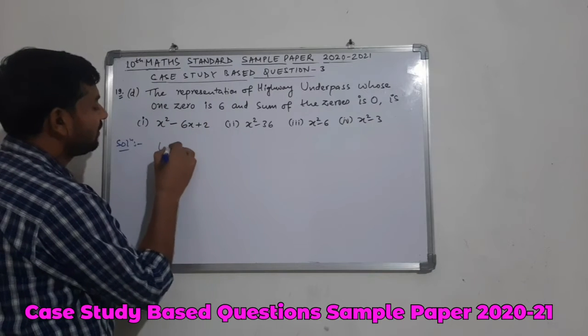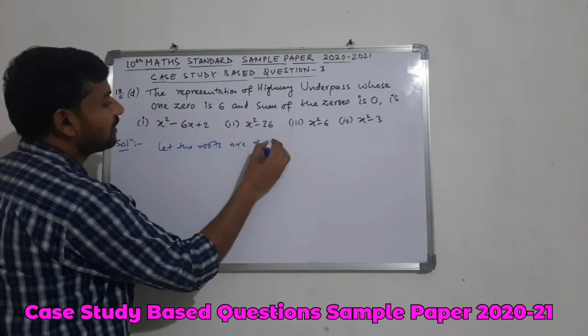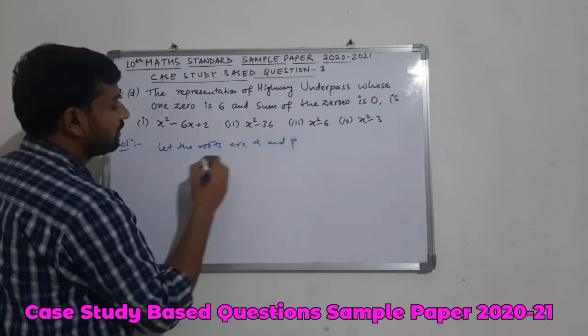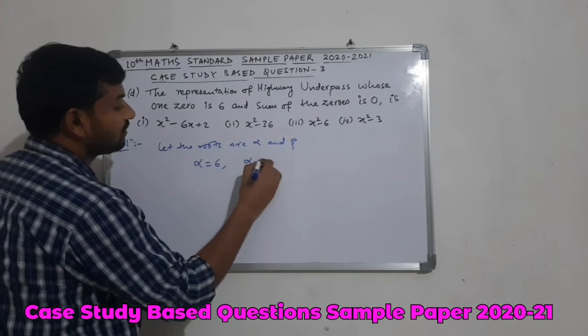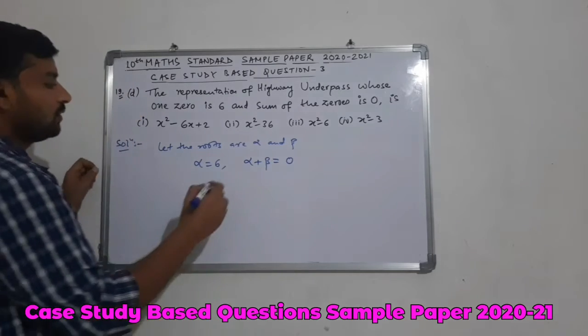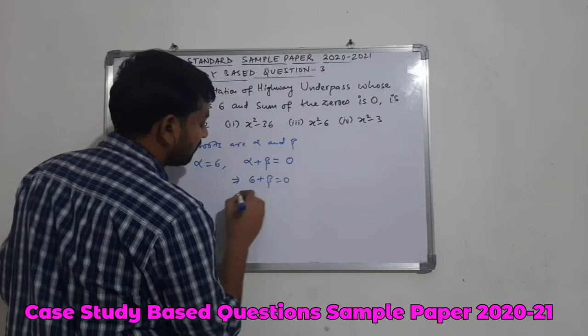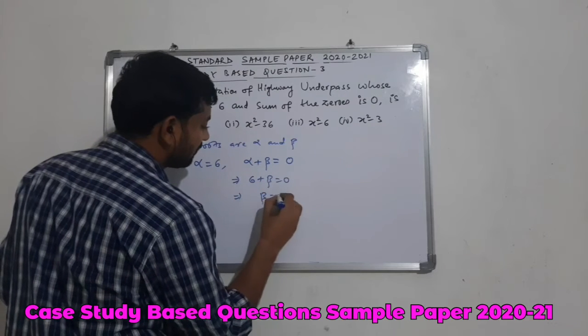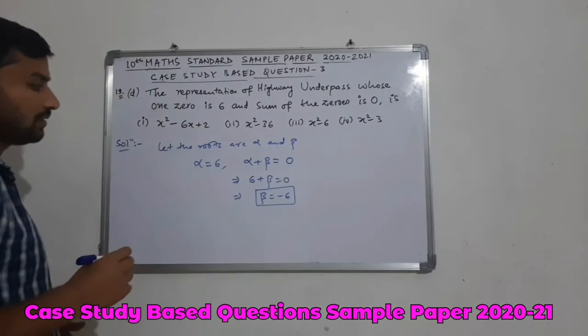The sum of zeros is given. Let the zeros be alpha and beta. Then we have the value of alpha here, it is 6, and the sum of zeros, alpha plus beta, is given as 0. So from here, if we substitute the value, we get beta is equal to minus 6. The value of beta is coming out to be minus 6.